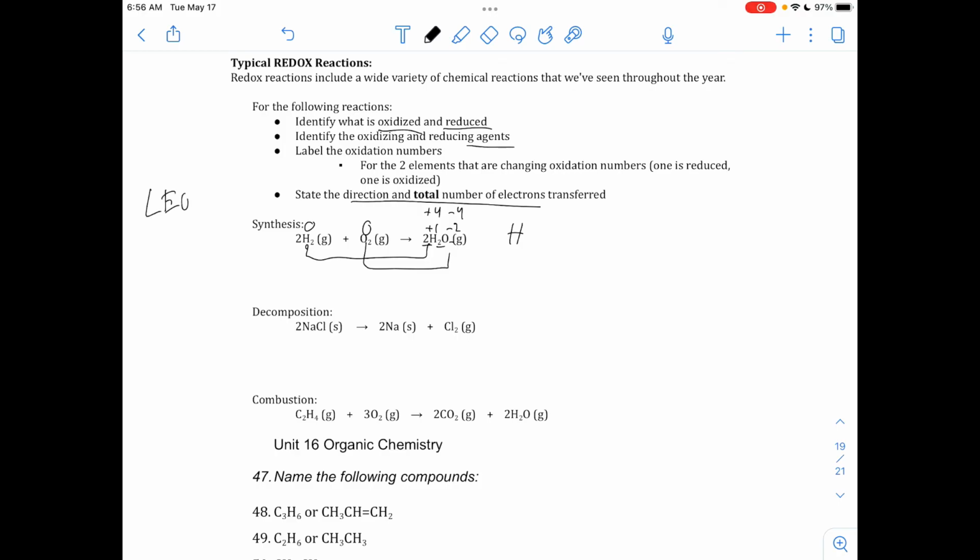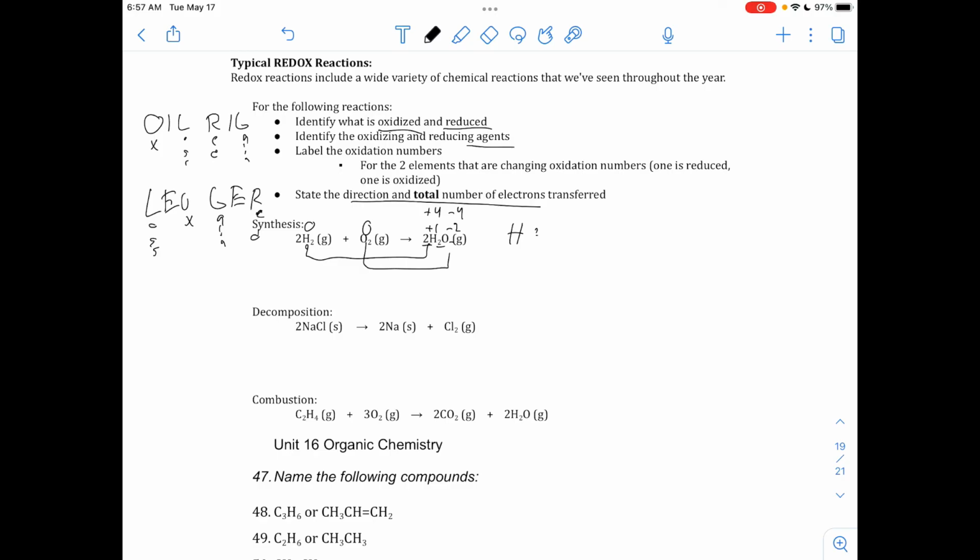Remember, the acronym is Leo the lion says grr. Loss of electrons is oxidize. Gain of electrons is reduce. Or you can use oil rig. Okay, oxidation is loss. Reduction is gain. Okay, remember one of those two.